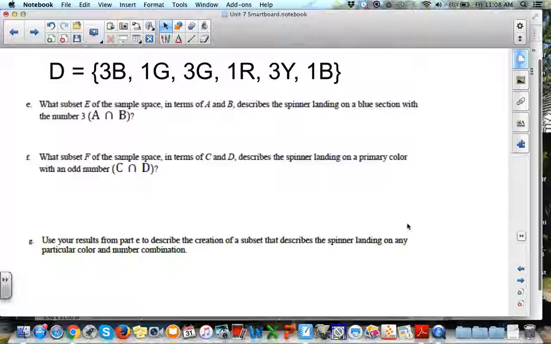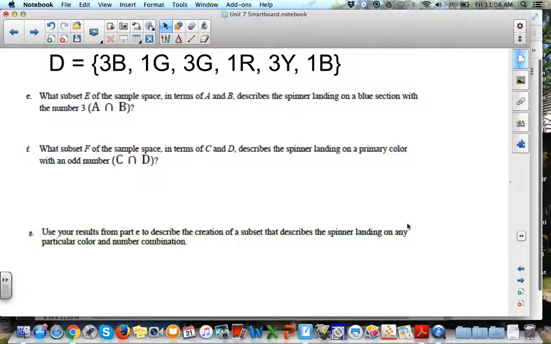So subset E of the sample space, in terms of A and B, describes the spinner landing on a blue section with the number 3. So now we're going to start talking about combining. So we want to know A intersect B.